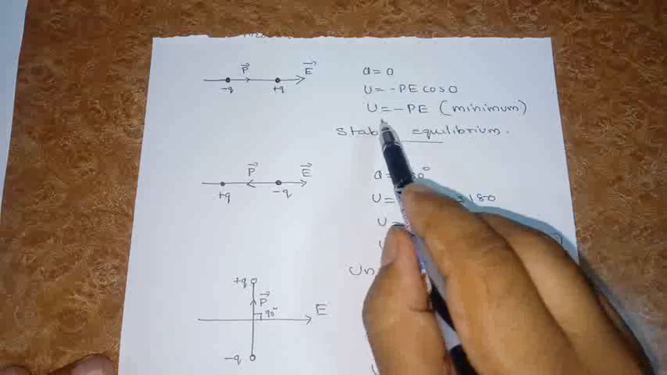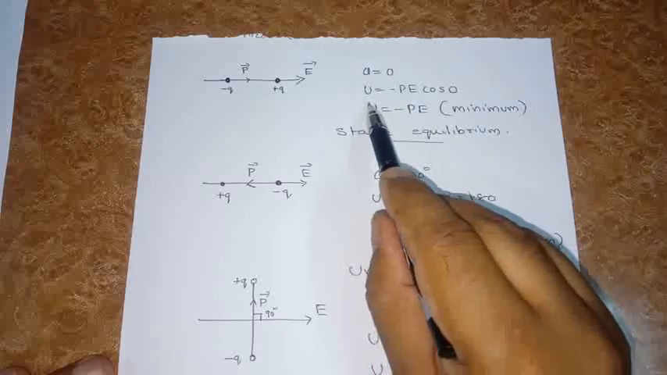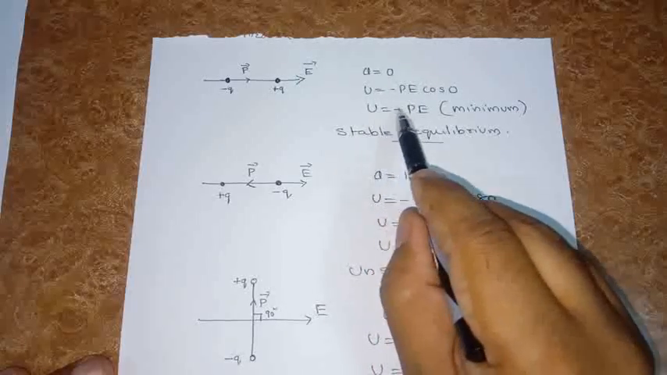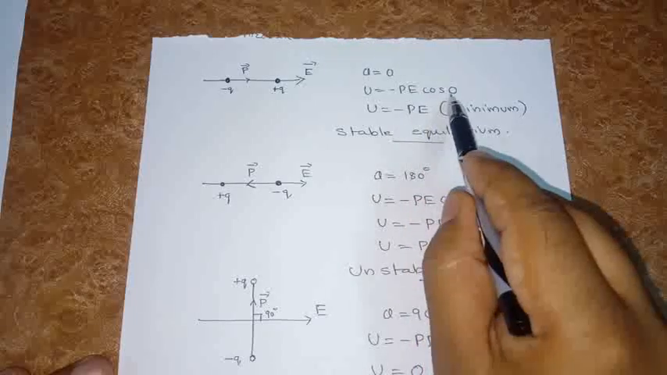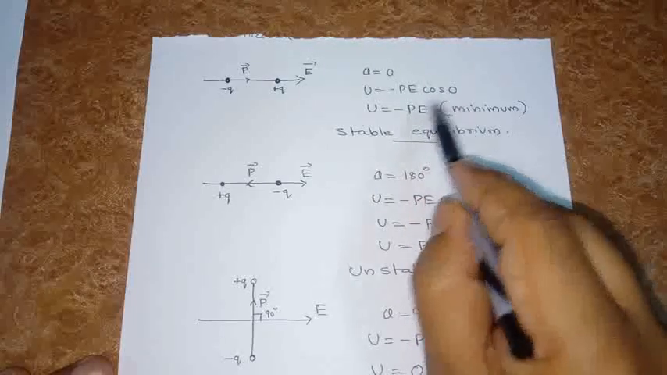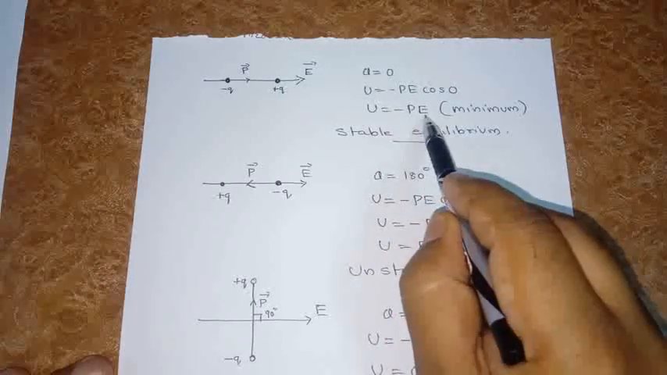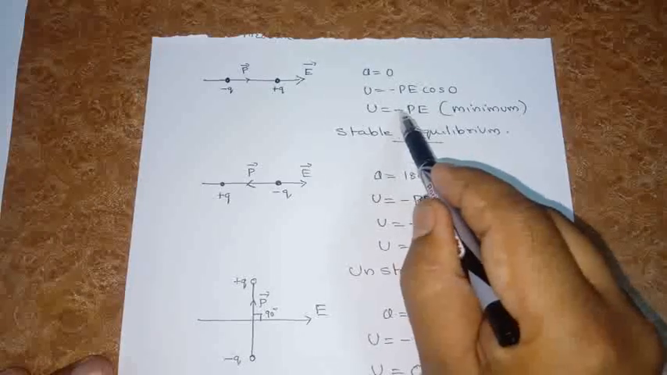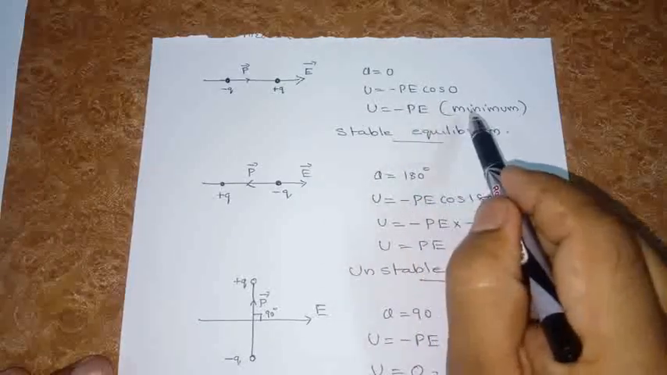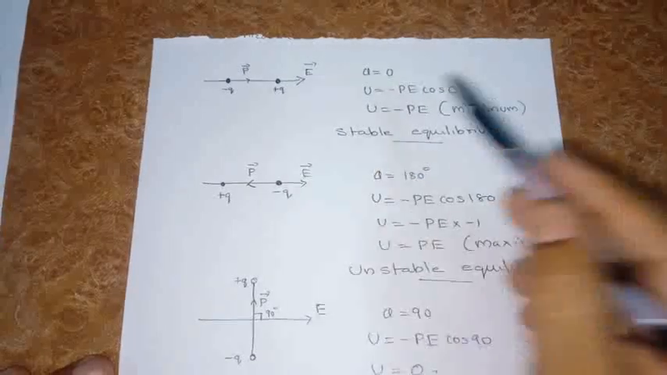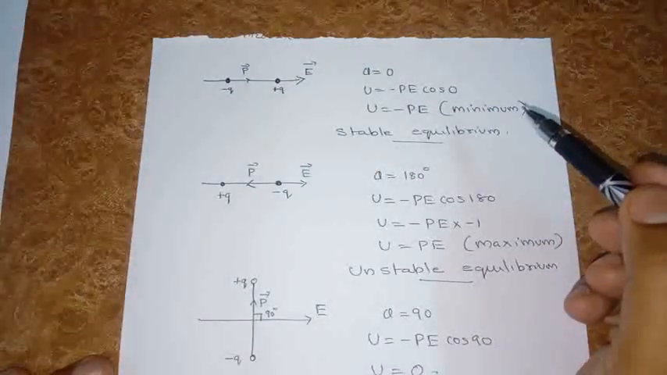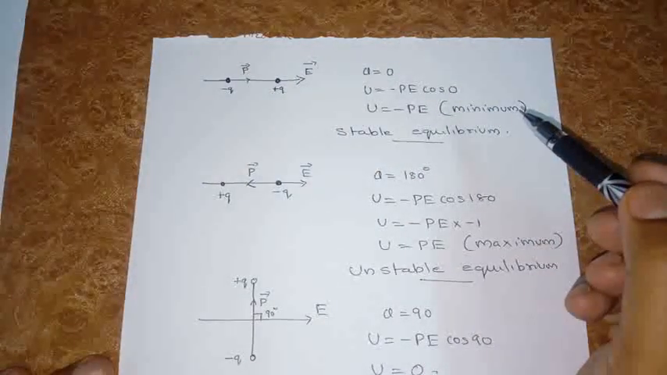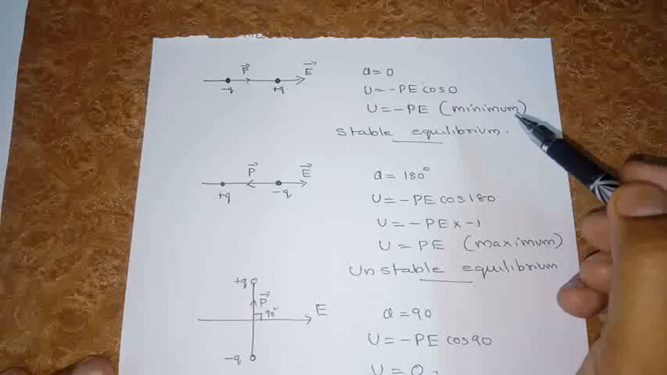Now, right now, what is the potential energy of the system? The potential energy of the system is equal to minus PE into cos of 0. Cos of 0 is equal to 1, therefore U is equal to minus PE. That means the potential energy is minimum when the dipole is placed parallel to the electric field, where the dipole moment vector and electric field vector are parallel to each other.